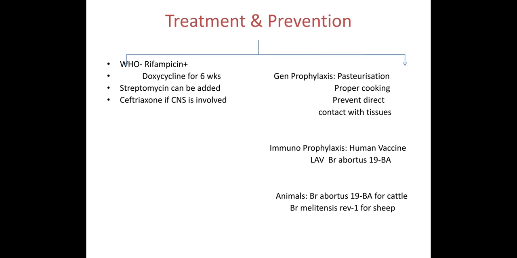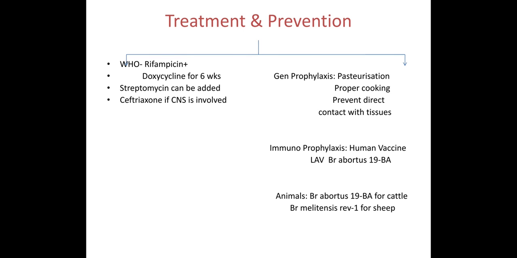So this is about the treatment. The ideal treatment is doxycycline for 6 weeks. Doxycycline plus streptomycin is a preferred treatment because we want to keep rifampicin for TB. Otherwise, rampant use of rifampicin may lead to rifampicin resistance, which is already a nuisance in TB. So the preferred treatment would be doxycycline plus streptomycin for 6 weeks, and add ceftriaxone if CNS manifestations are there.